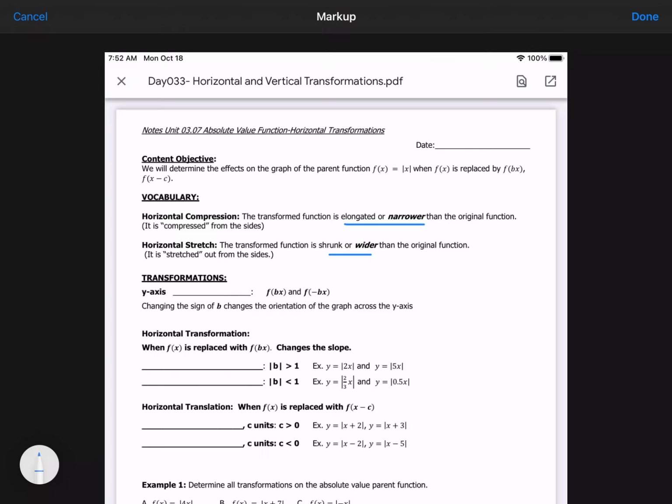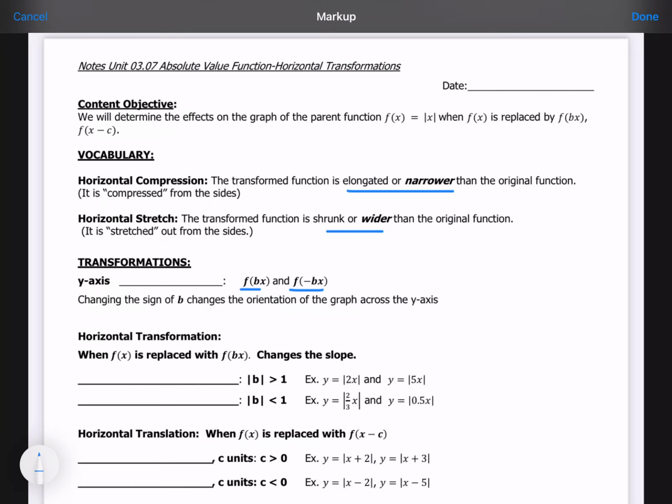Our transformation, when we go from f of bx to f of negative bx, that's a y-axis reflection. So we've had x-axis reflections where we reflect across the x-axis, up and down. A y-axis reflection changes the sign of b, moves it across. It goes left and right, so it switches side to side.